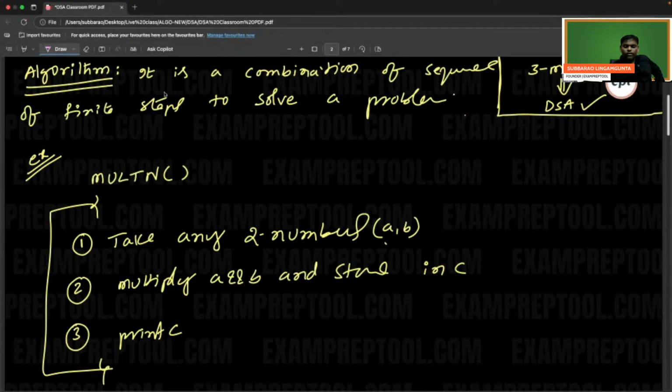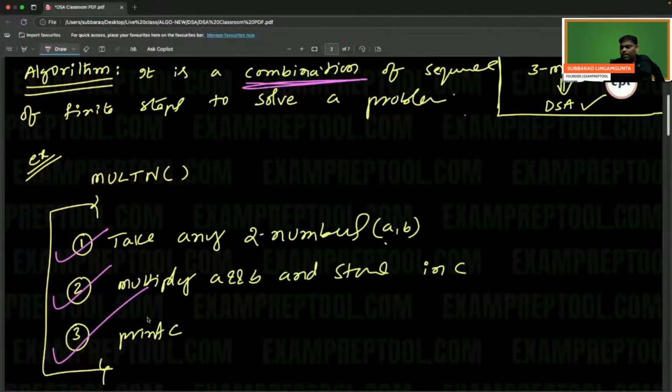Observe carefully. Out of these 3 lines, 1, 2, 3, I cannot remove even one line. That is the reason. Combination of all 3 is compulsory. You cannot remove even one line in this algorithm. If anyone says, sir, I will remove this line, then why did you write it? Then please let me know. All 3 lines are compulsory.